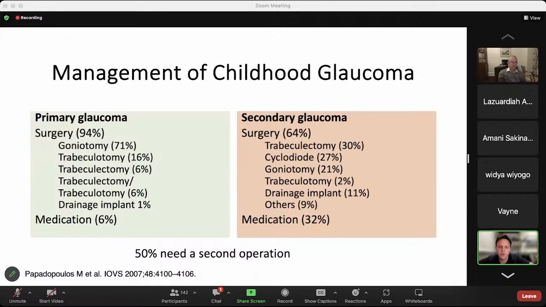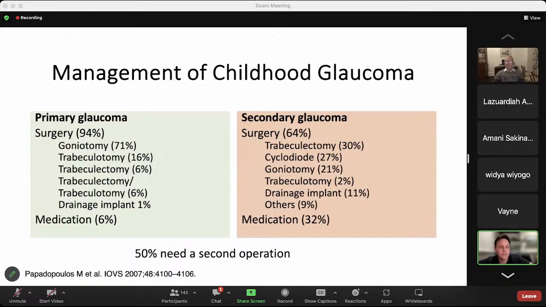So what do we typically do? You've got a child who you've confirmed has glaucoma, with high intraocular pressure. So what's the next step? Well, in a primary congenital glaucoma case, it's generally surgery. We know that 95% of patients would undergo some form of operation to treat the glaucoma. It's not a medical condition. Eye drops and medication aren't going to treat it satisfactorily.